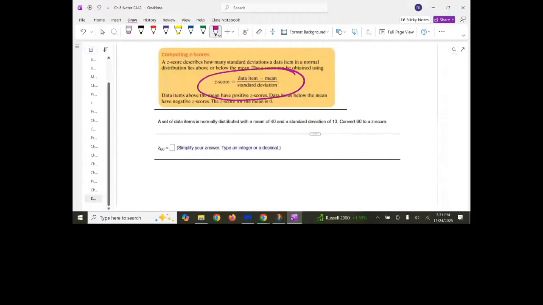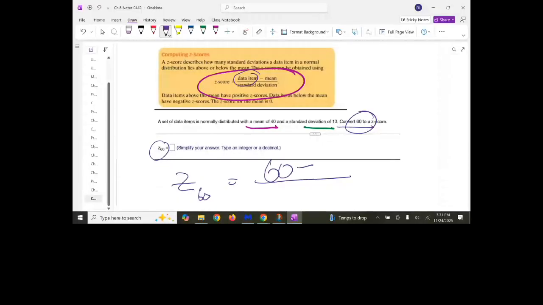Okay, so it says, look, a set of data is normally distributed with a mean of 40 and a standard deviation of 10. We want to convert 60 to a Z-score. So y'all, they use a little symbol down here. They're calling it Z of 60. This is what we're going to do. We're going to take the data item, which is the new score they gave me, 60. We're going to subtract the mean, which we wrote down right here, was 40. We're going to divide it by the standard deviation of 10. So first thing I'm going to do, 60 minus 40 should be what, 20?